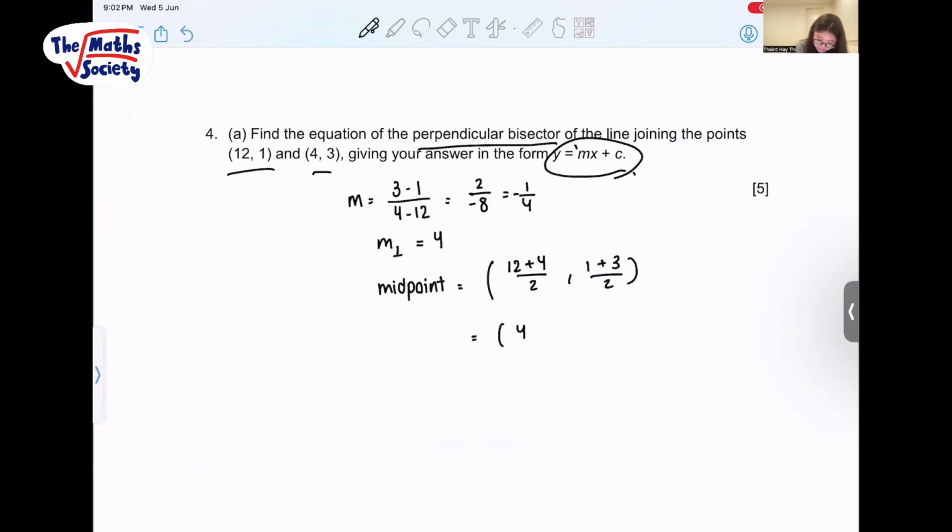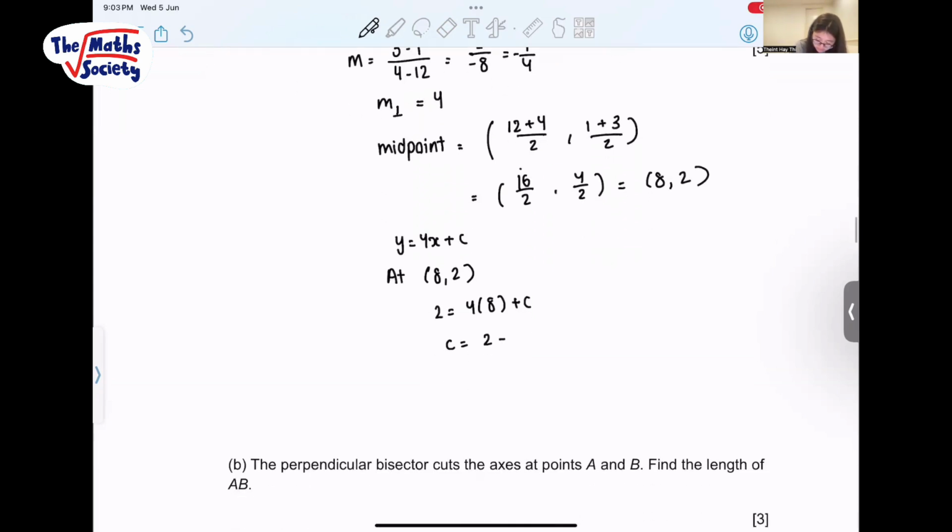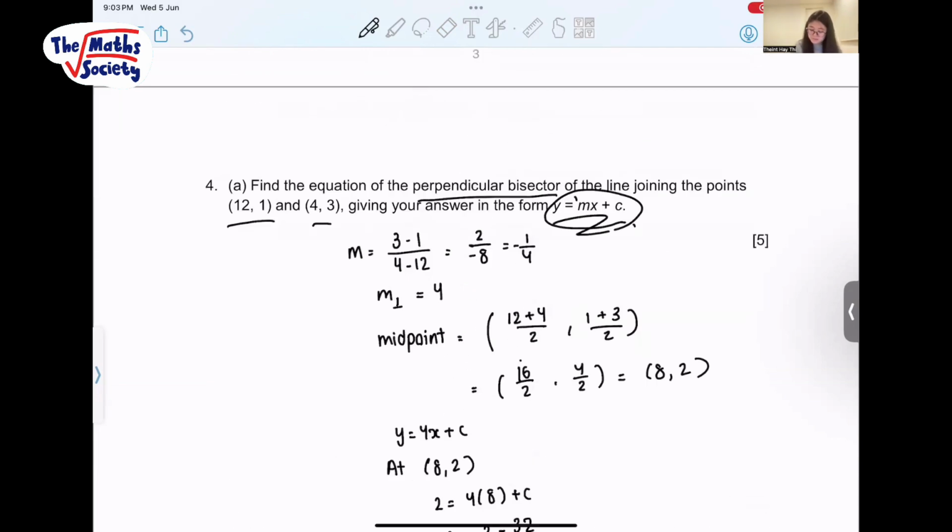which is 12 plus 4 by 2, comma 1 plus 3 by 2. So 16 by 2, and then it's 4 by 2. So it's going to be 8, comma 2. And y is equal to 4x plus c, yeah? So at 8, comma 2, 2 equal to 4 times 8 plus c. C is going to be 2 minus 32, which is minus 30. So y is going to be 4x minus 30, and it is already in the form of y equal to mx plus c.